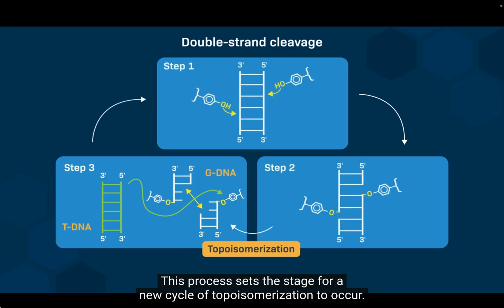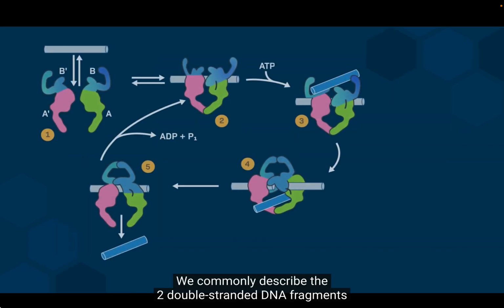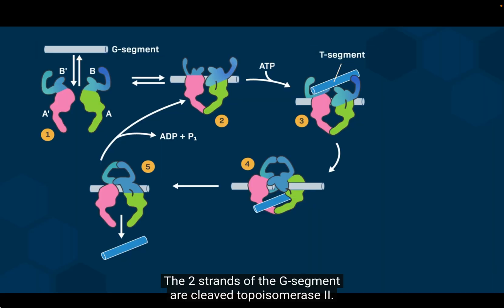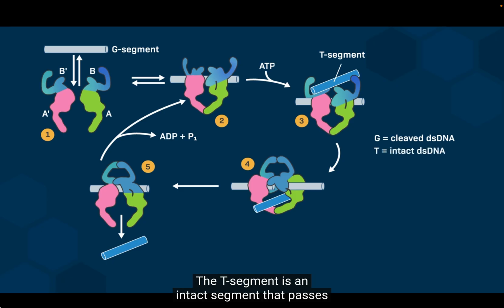topoisomerization to occur. We commonly describe the two double-stranded DNA fragments implicated in the topoisomerization as the G and T segments. The two strands of the G segment are cleaved by topoisomerase II. The T segment is an intact segment that passes through the gap formed after the G segment cleavage.